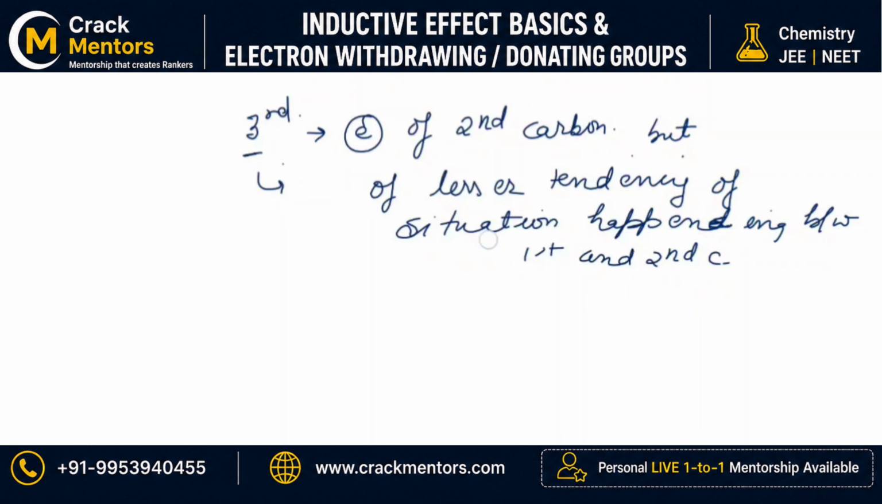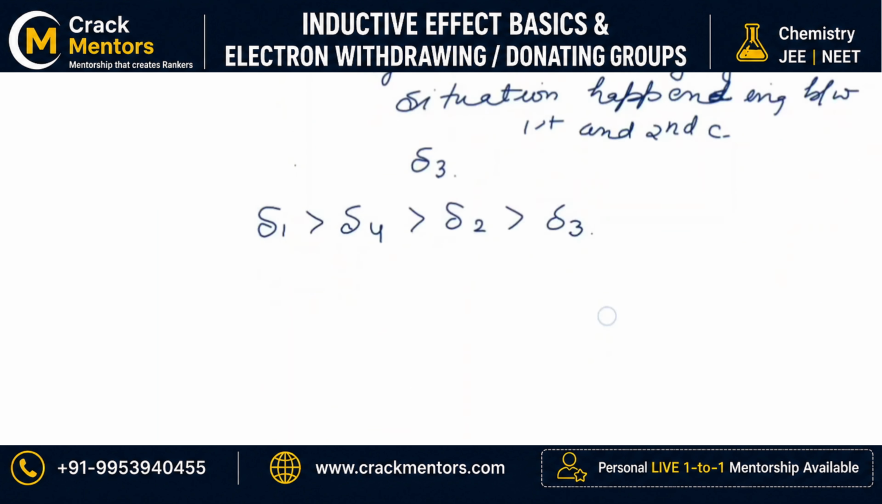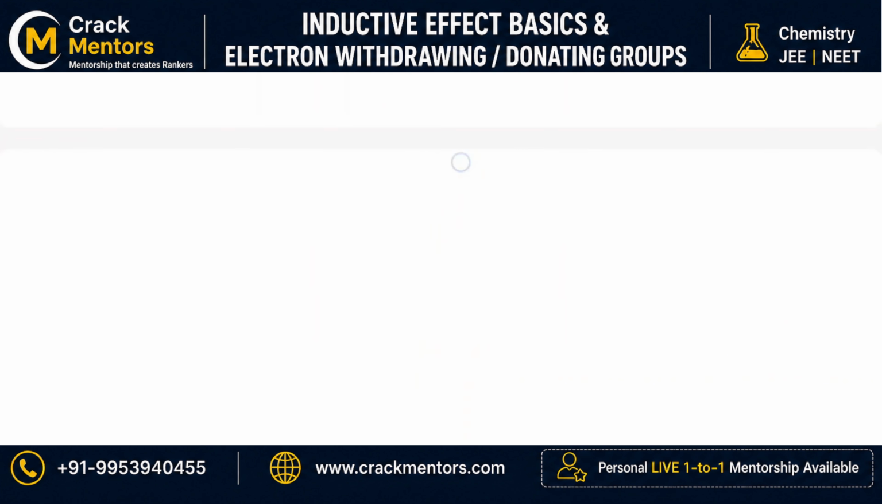So this thing is delta 3. Now you can write very easily that delta 1 is greater than delta 4, it is greater than delta 2 and it is greater than delta 3. That's the question. Now comes the types of inductive effect.